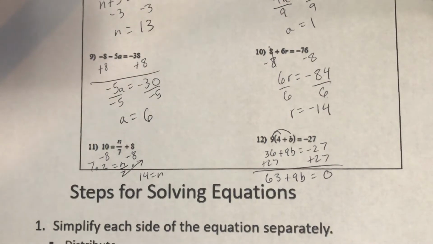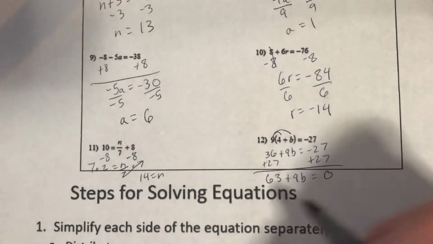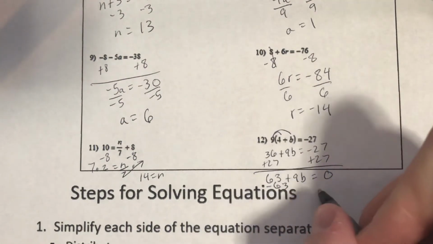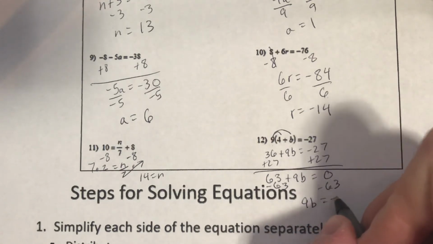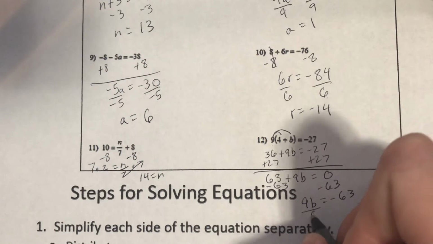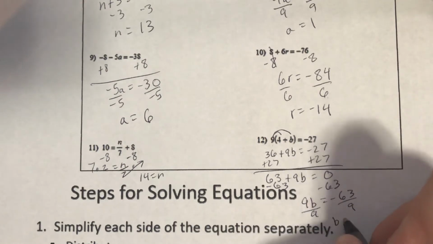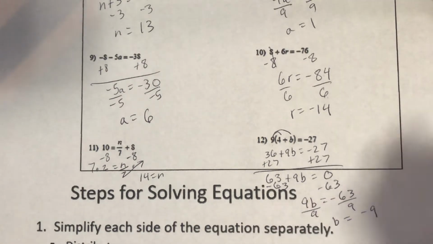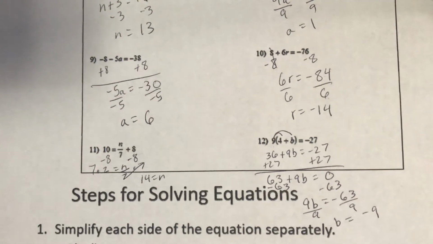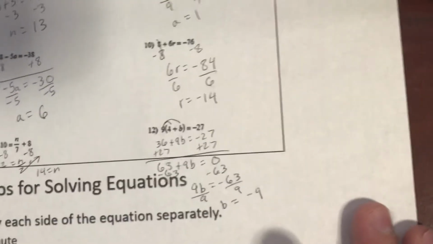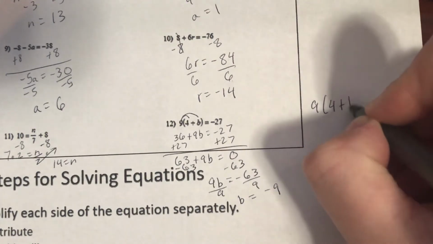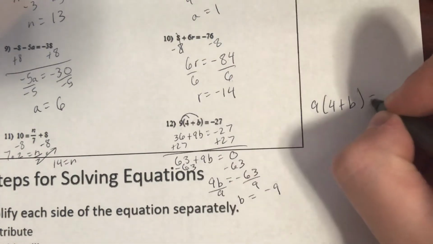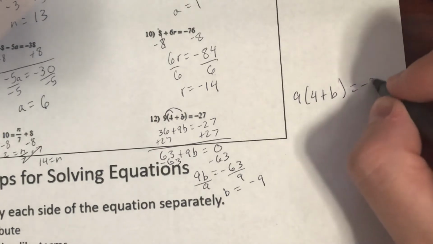Okay, and that was probably not the best way to do this because now I'm doing more work for myself. But then I'll subtract the 63 on either side. I get 9b is equal to negative 63, and I'll divide by 9. B is equal to negative 9. Okay, so there's a faster way. I'm going to go ahead and redo this one over here. There's another way to do this. If you did it this way, perfect. You're totally fine. But there's a little quicker way of doing this.